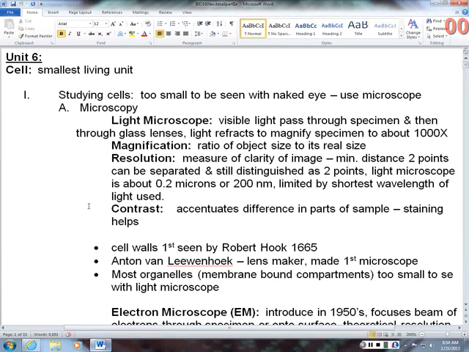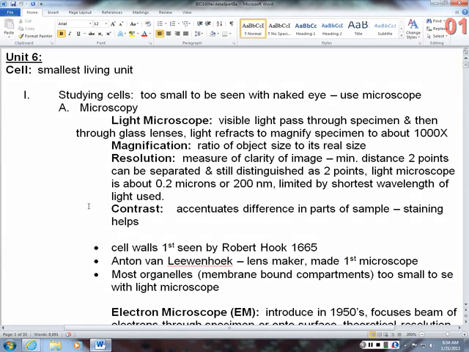The light microscope is the most common one, and with this one, visible light is going to pass through the specimen and then through a glass lens, and the light will refract to magnify the specimen up to about 1,000 times. That's about the most you can get with a light microscope, 1,000 magnification. And when we talk about magnification, it's the ratio of the object's size to its real size. So that's where that 1,000 times comes from, it appears 1,000 times bigger to your eye when you're looking through the microscope.